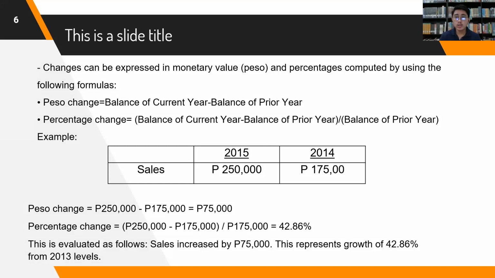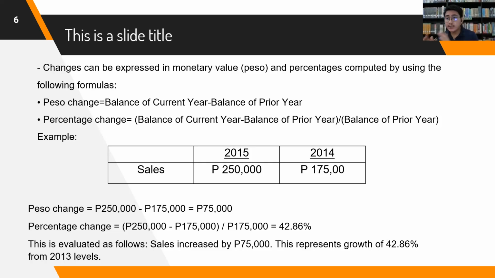Now, class, here is the example in horizontal analysis. When it comes to horizontal analysis, we need to get the peso change and also the percentage change. So how do we compute this? Ito po yung formula niya. For peso change, we need to get the balance of current year minus the balance of prior year. When we say balance of current year, ibig sabihin po, current year. For example, ngayon, year 2021. Ilan yung balance na meron tayo ngayong taon?